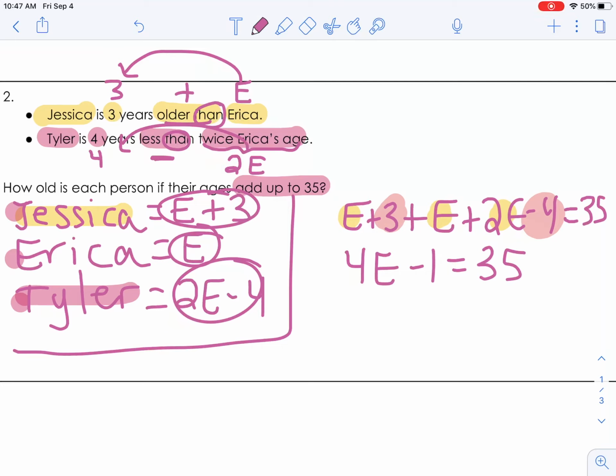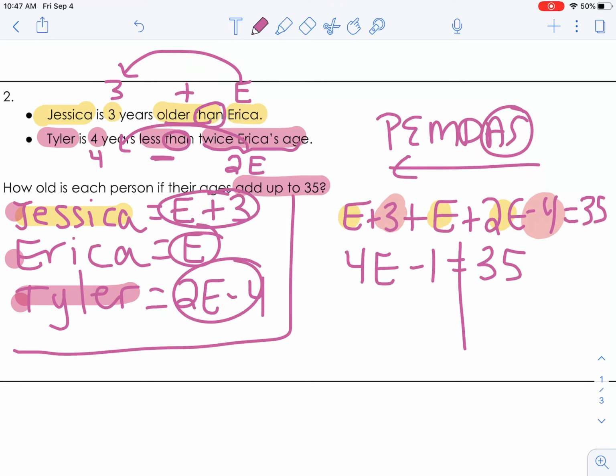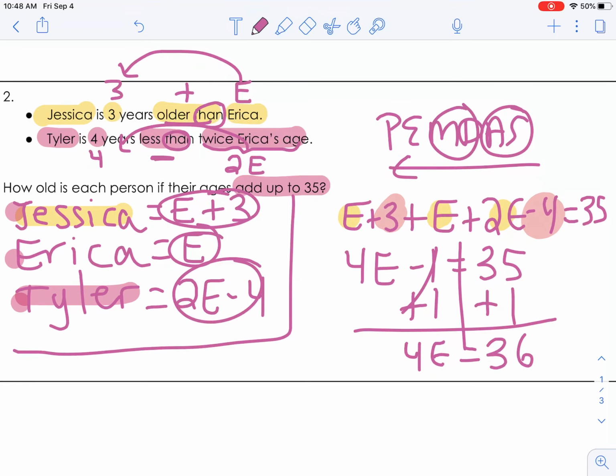Now I can solve this equation. To get E by itself, I need to do PEMDAS backwards. So first I want to add and subtract over. So I have 4E minus 1. So I need to get rid of the minus 1 by adding 1 to both sides. What you do to one side of the equation, you have to do to the other. Now I can multiply or divide over. This says 4 times E. To get rid of that 4, I can divide. So E is 9.